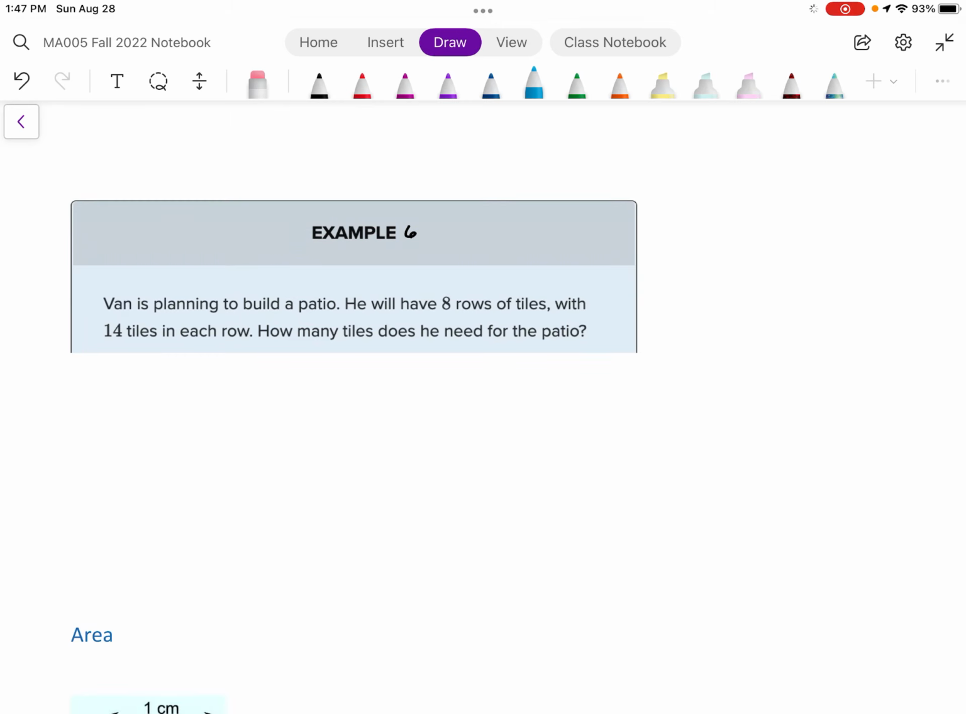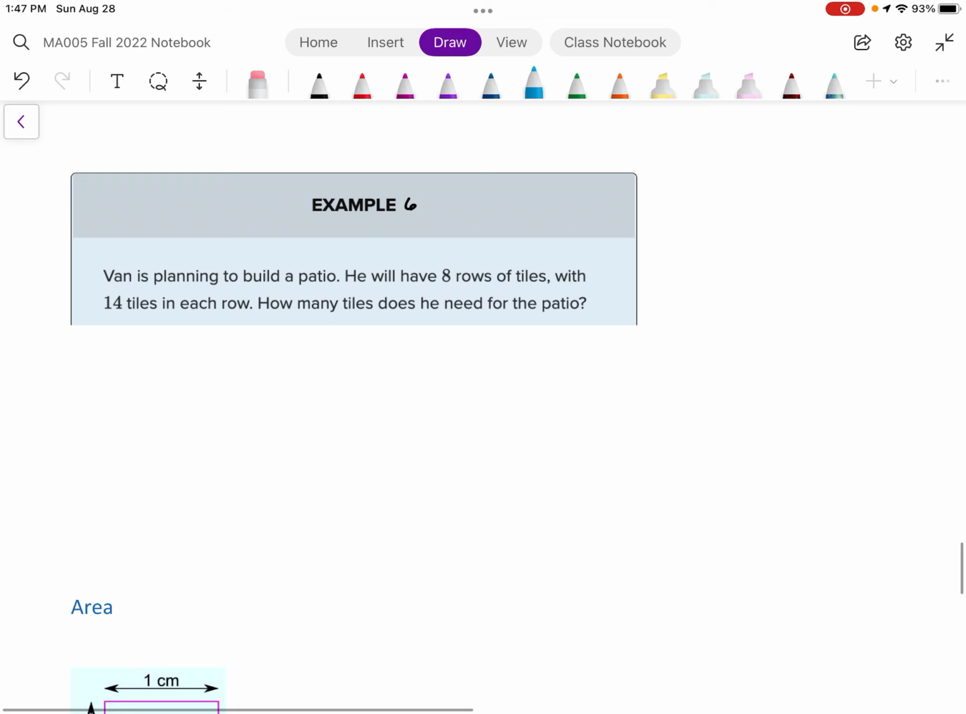Van is planning to build a patio. He will have 8 rows of tiles with 14 tiles in each row. How many tiles does he need for the patio? All right, and I just realized I forgot to wear my headphones, so I am sorry about all the clicking and clacking of my Apple Pencil.